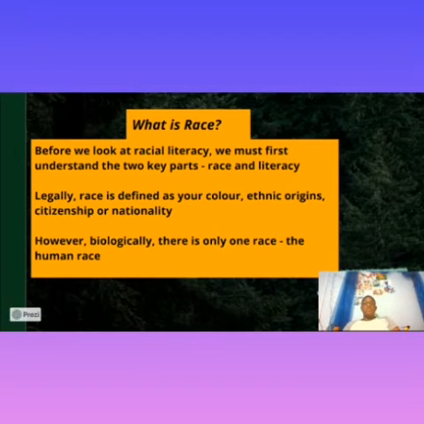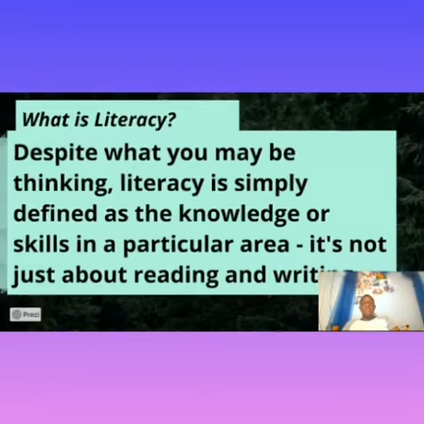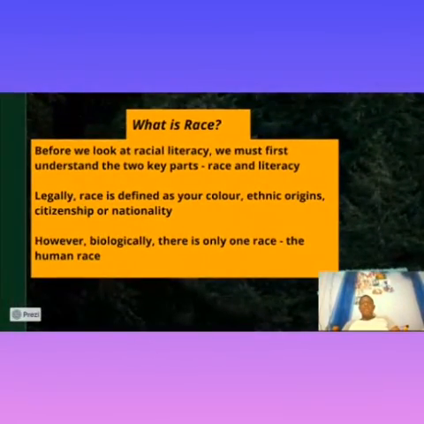Let's look at literacy, what my channel is all about. Despite what you may be thinking, or if you've watched my video on the 13 media literacy types, literacy is simply defined as the knowledge or skill in a particular area. It's not just about reading and writing, as some of you may think. Now we understand the 2 key components, let's look at the meaning of racial literacy.